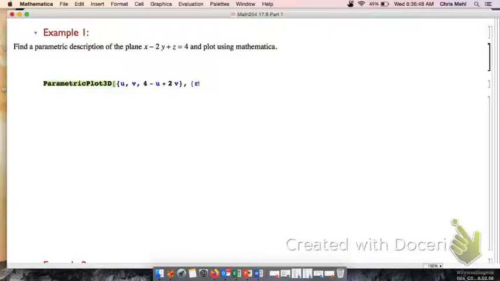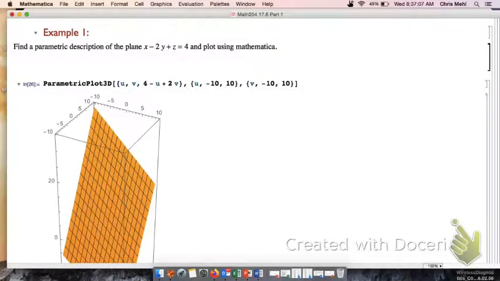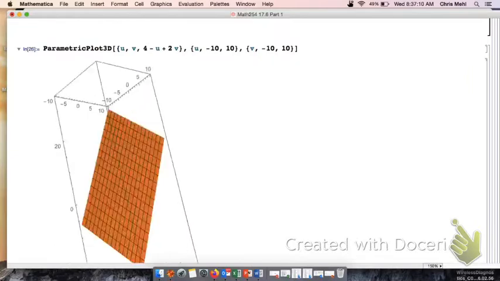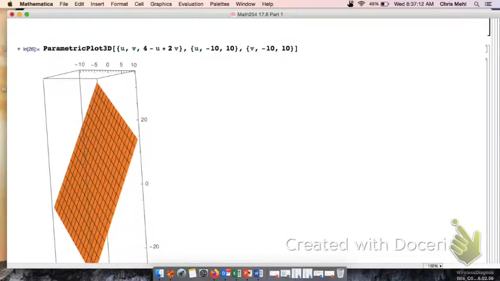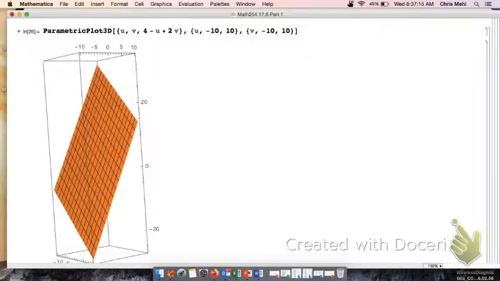And you can range these from whatever you want. I'll just do minus 10 to 10. So I can make my viewing window as large or as small as I want. And I'll hit Shift Return on my Mac, and there would be Mathematica plotting my plane. Okay, so for planes it's very simple. Just let x be u, let y be v, and then when you solve for z you just need to replace x and y with u and v respectively, and then you can choose any viewing window you want.